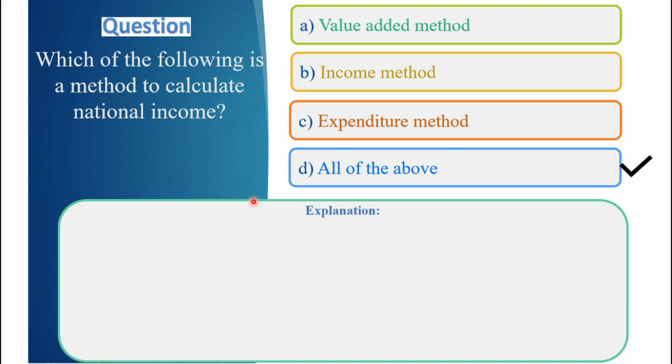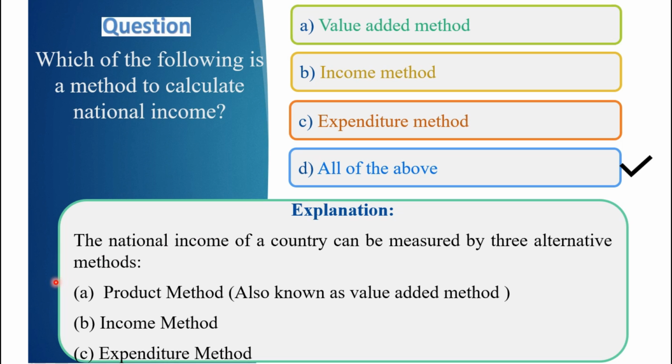The national income of a country can be measured by the three alternative methods. Option number 1 is product method, also known as value added method. Option number 2 is income method. And option number 3 is expenditure method.